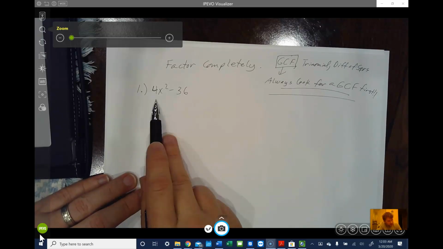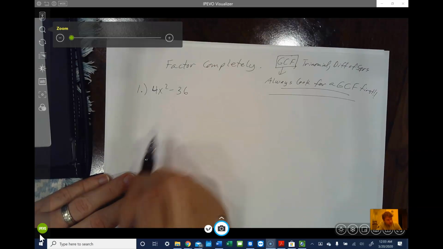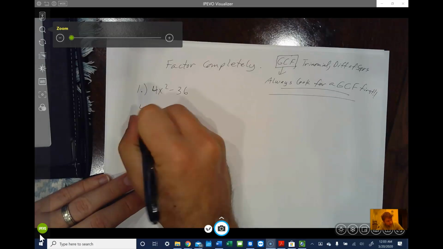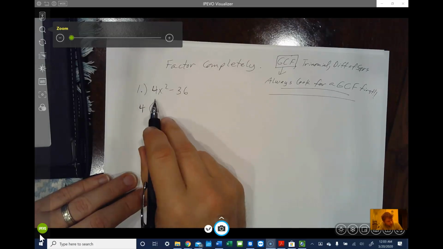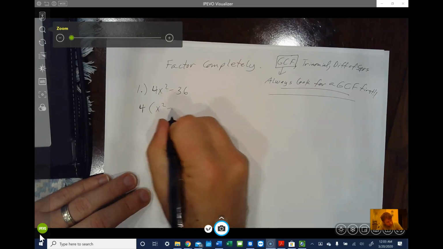Is there a GCF that I can factor out of this? Yes, there is. What can divide evenly out of a 4 and a 36? 4 can. What's left when I divide both of these by 4? x squared minus 9.